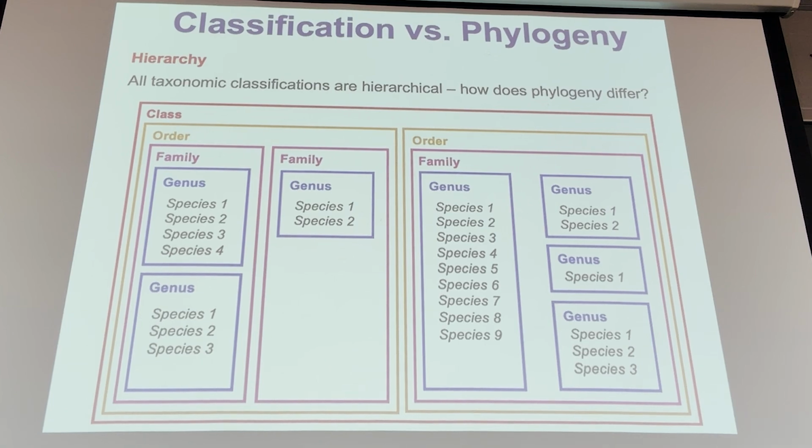So this is the hierarchical scheme of classification. And it looks nice, right? And you can trace these all the way back to phyla and kingdoms. Phylogeny is more interested in tracing evolutionary relationships, not necessarily that you look the same.